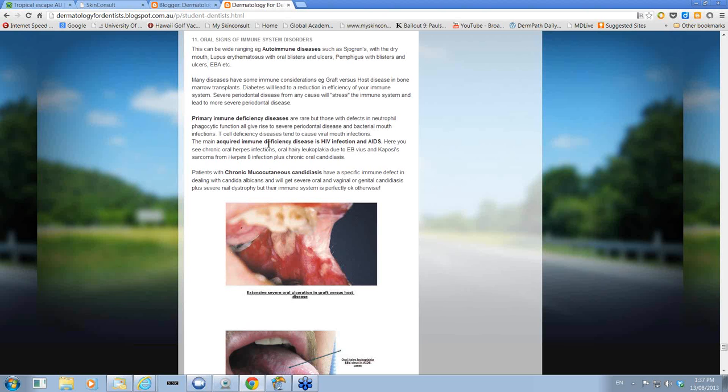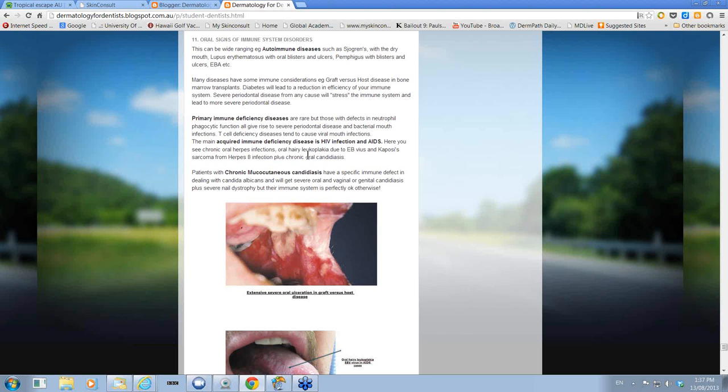If you've got T cell deficiency, that tends to cause an increased incidence of viral infections in the mouth. And of course, the main acquired immune deficiency disease with T cell deficiency is HIV infection and AIDS. And we've shown before that you'll see chronic oral herpes infections, especially at the angle of the mouth. Normally a herpes infection in an immunocompetent patient will be over in about 10 days. But if you've got an immunosuppressed patient, then these infections can last a lot longer and they can present as chronic ulcers that just won't heal.